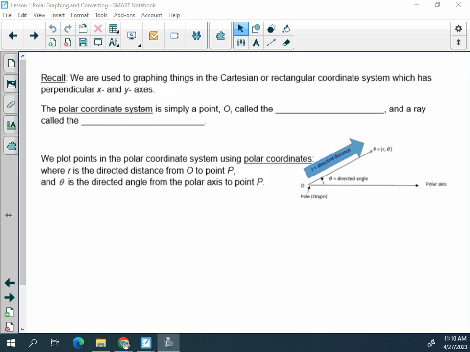Hey everyone, in this lesson we are going to do some intro to polar graphing notes. So we're going to focus today specifically on graphing polar coordinates as well as converting from rectangular to polar coordinates.